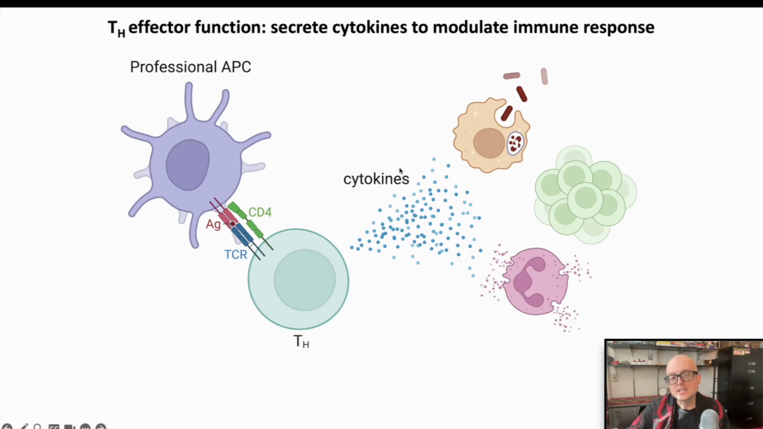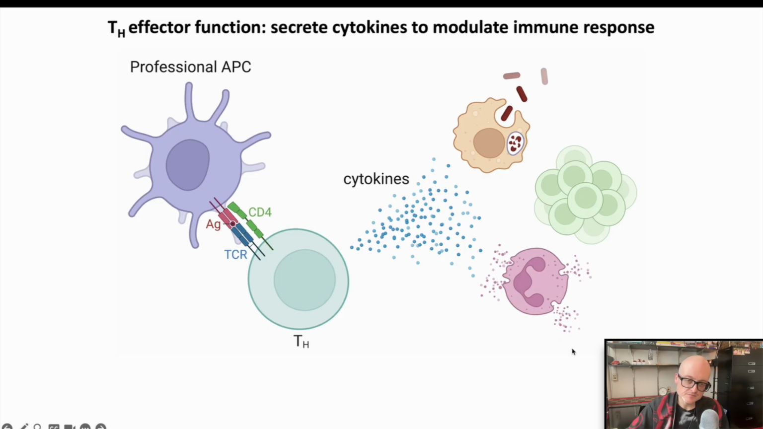T helper cell derived cytokines can also induce processes of proliferation and differentiation in other types of immune cells, determining how many and what types of immune cells we have available in any given immune response in order to fight an infection. They can also induce the effector functions of other immune cells, which we'll be introduced to in the next lecture.